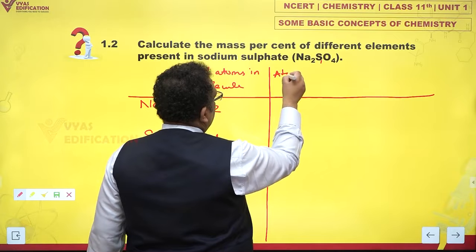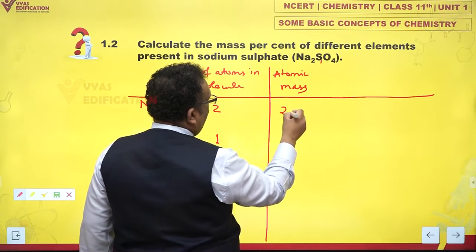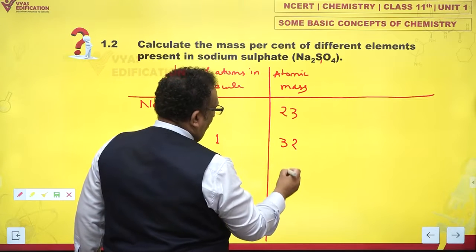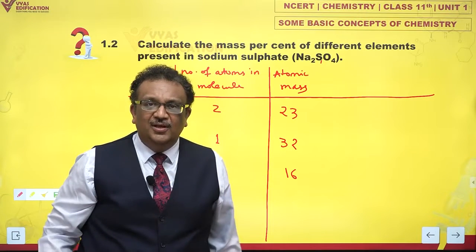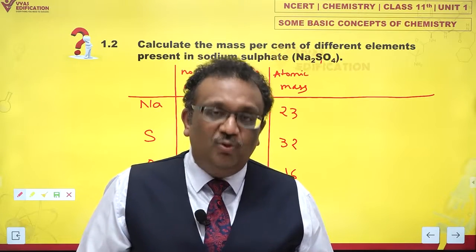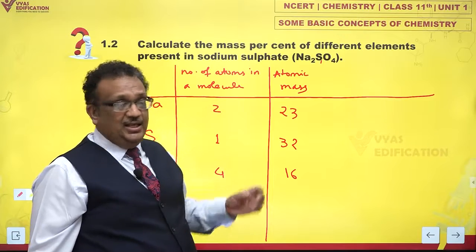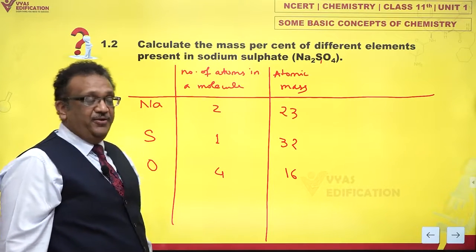Atomic mass. Sodium is 23, sulfur is 32, oxygen is 16. How do you know this? I remember this. How do we get this? Eventually you will come to remember this, but you also have a table of atomic masses. From there you can see, and this is data you have to get from there.